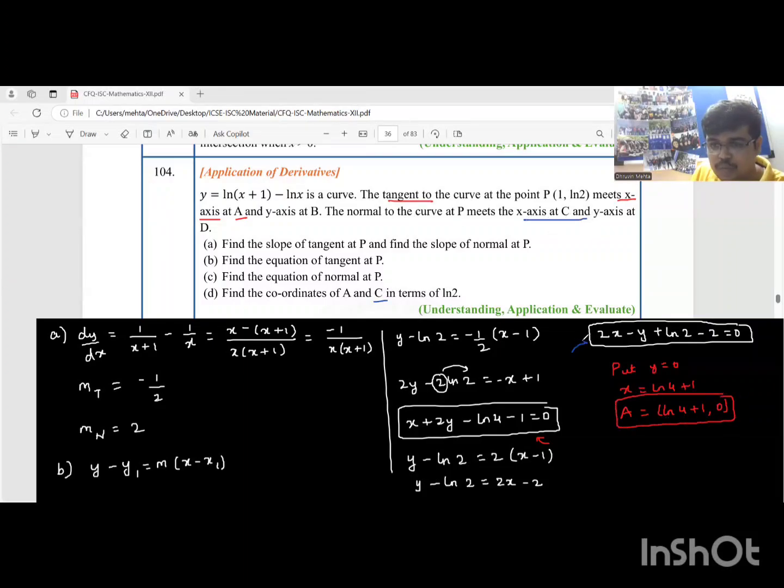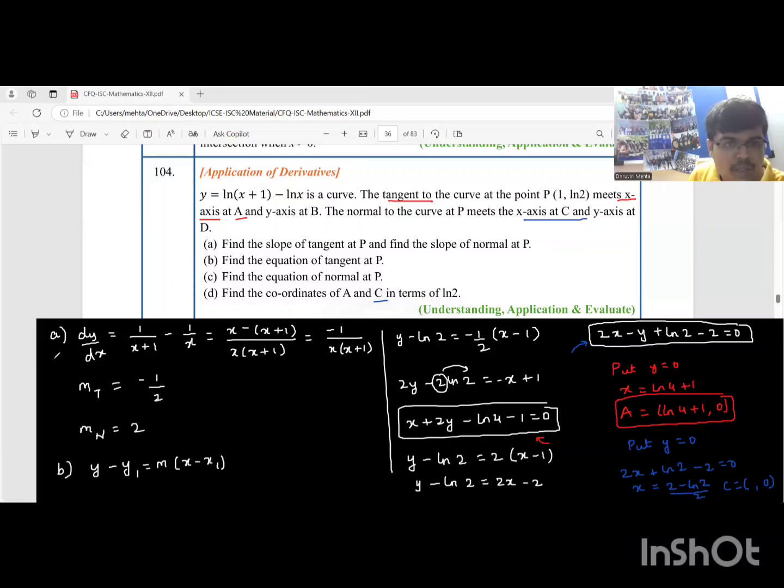The normal meets the x-axis at C. So now students will take the normal equation. We'll put y equal to 0 over there. So we get 2x plus ln 2 minus 2 is equal to 0. So from here, x is equal to (2 minus ln 2) upon 2. So the final coordinates of C are ((2 minus ln 2) upon 2, 0). Just copy this.